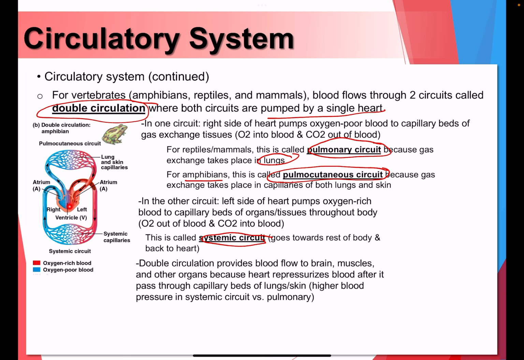It gets pumped once again out of the heart with a high pressure to reach the other capillary beds, which again will slow it down and then go back right to the heart. So that is something that double circulation is able to do.